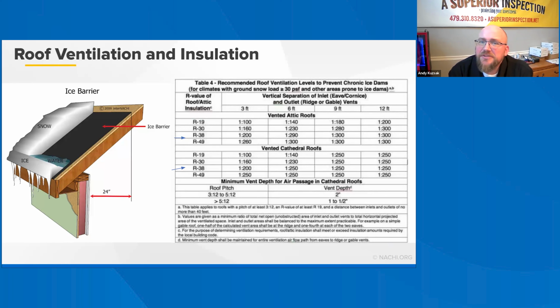Roof ventilation and insulation. Roof system ventilation and insulation are important for a number of reasons: condensation control, temperature control, energy efficiency, and the prevention of chronic ice dam formation.